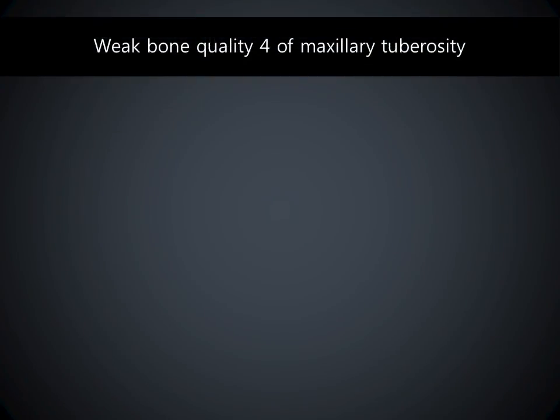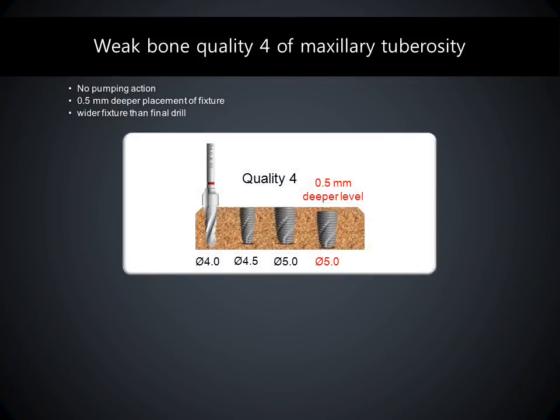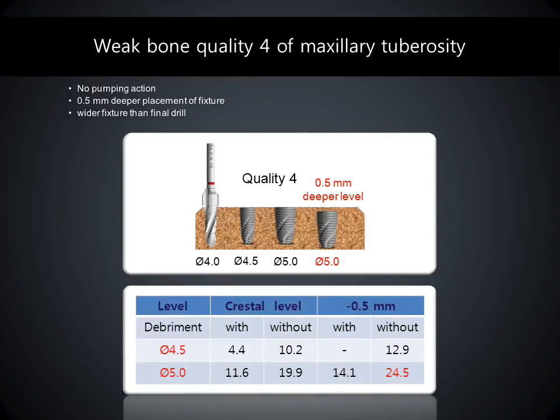In weak bone quality 4 and maxillary tuberosity, no pumping action of the drill, 0.5 mm deeper placement of the fixture, and a fixture wider than the final drill's diameter are recommended. In the 4 mm diameter fixture's final drill hole, the placement of a 5 mm diameter fixture increases torque force more than the placement of a 4.5 diameter fixture.